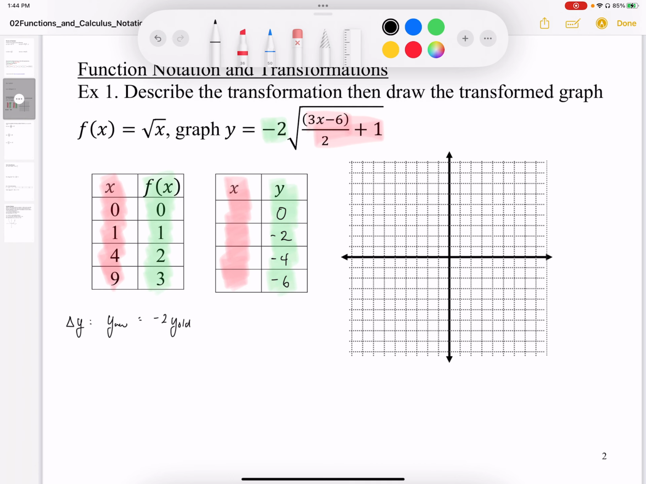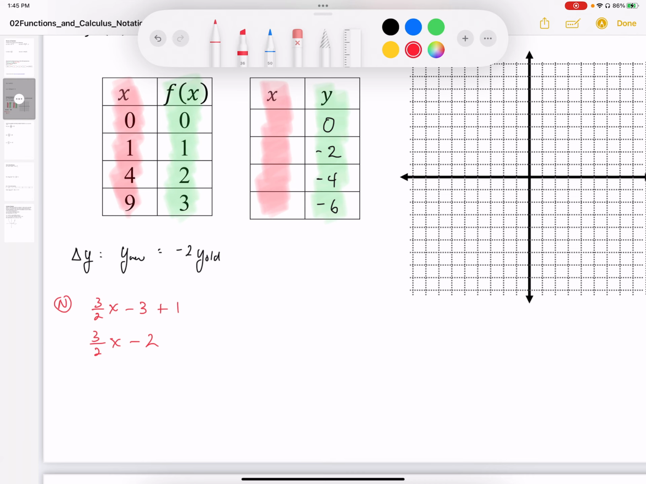With the x transformations though, it's easiest done if we rearrange this into its factored form. And to do that, I'm going to take all that expression and expand it out and then put it into factored form. So I'm going to end up with 3 over 2x minus 3 and then plus 1. I'm going to combine those terms. So 3 over 2x minus 3 plus 1 is -2. And now I'm going to put it into factored form.